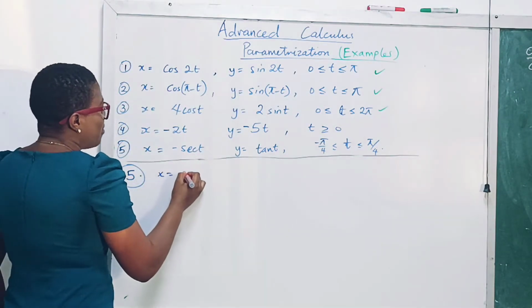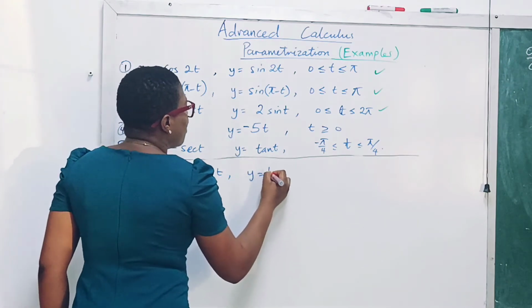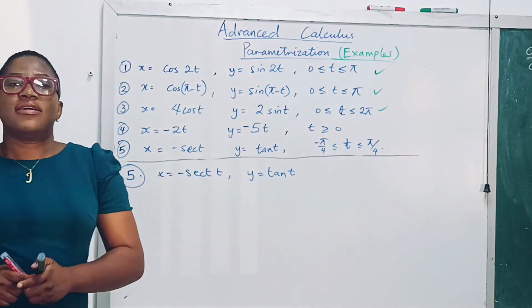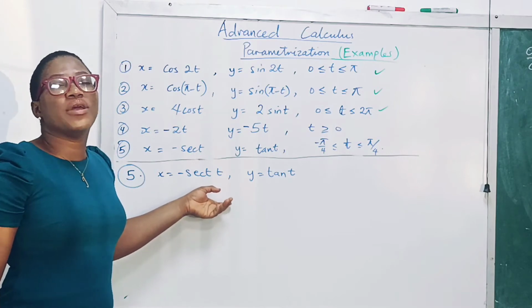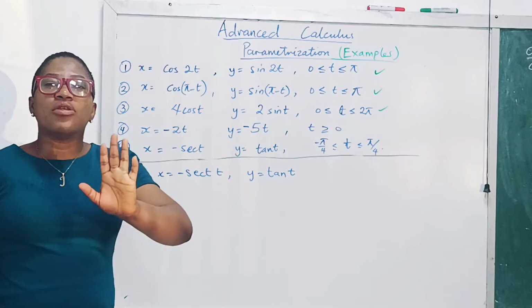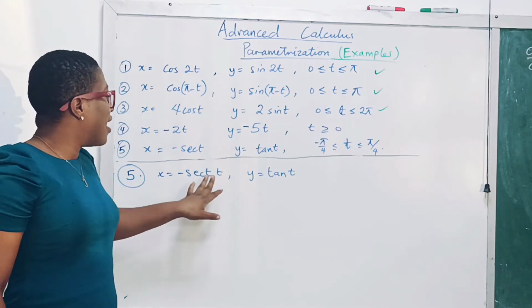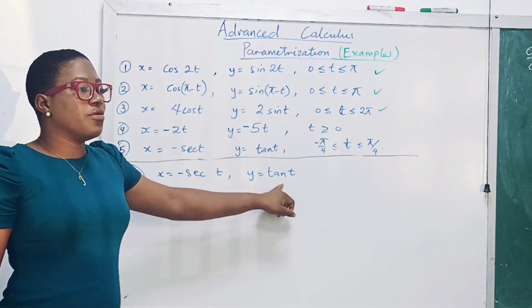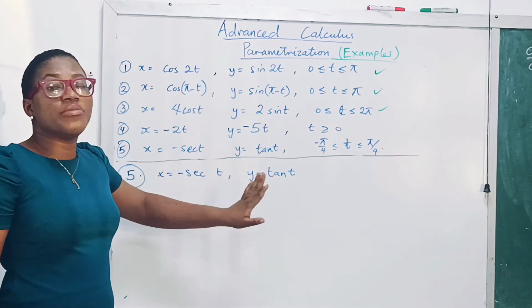X is equal to minus sec t, and y is equal to tan t. Somebody can see this and say, I am confused, I'm stuck. Where do I start from? Fear not, even if you don't know the relationship between sec and tan. Even if you don't know the relationship between sec and tan, don't be afraid.